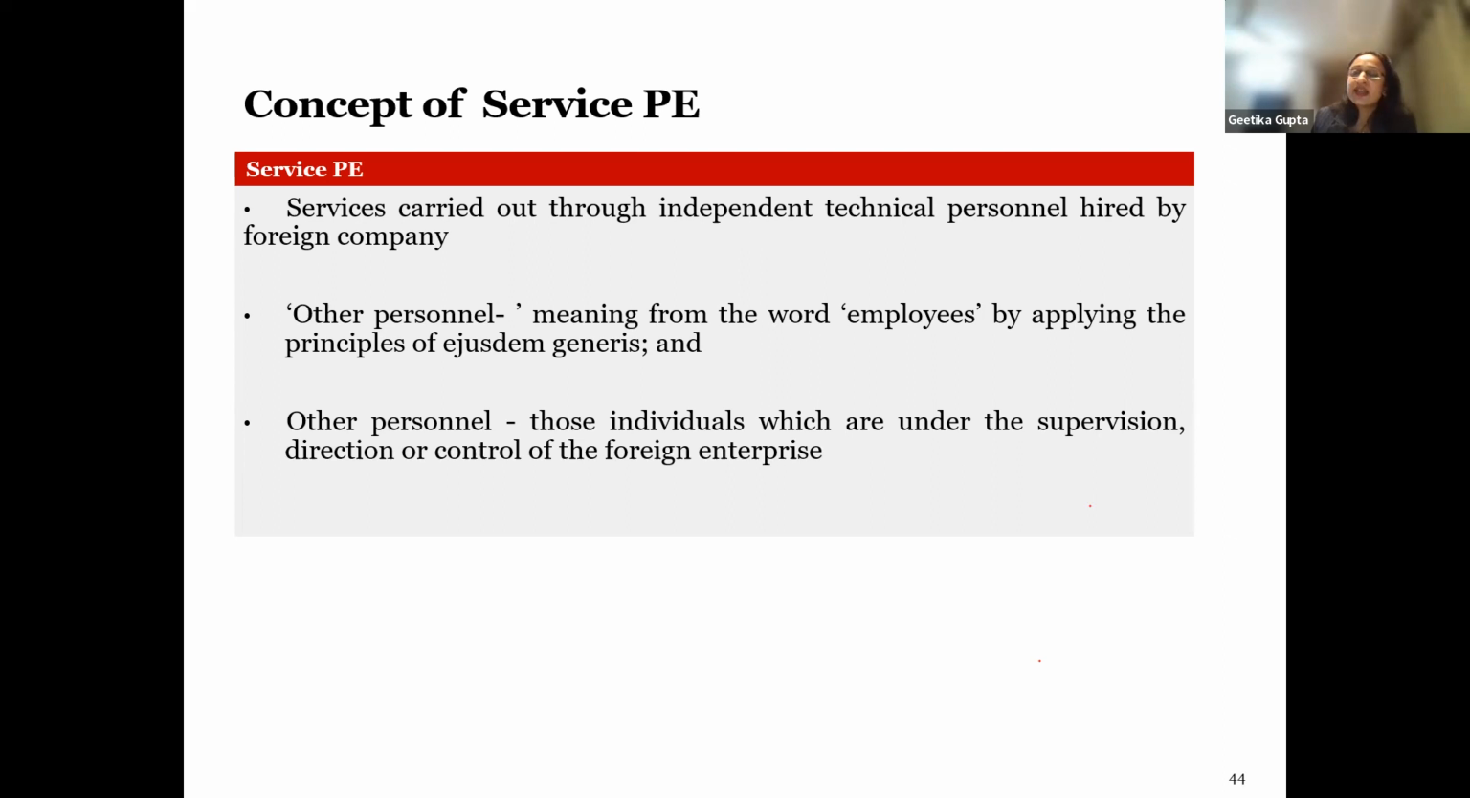foreign enterprise. So whenever in practical cases it's not an employee of the foreign company who has visited India, but there is any other personnel who has come to India, who's hired by the foreign entity, to test whether it will result in service fee, it's important to see whether that foreign personnel is under the supervision and control of the foreign enterprise. If yes, then service fee triggers. If no, service fee ought not to trigger in such cases.